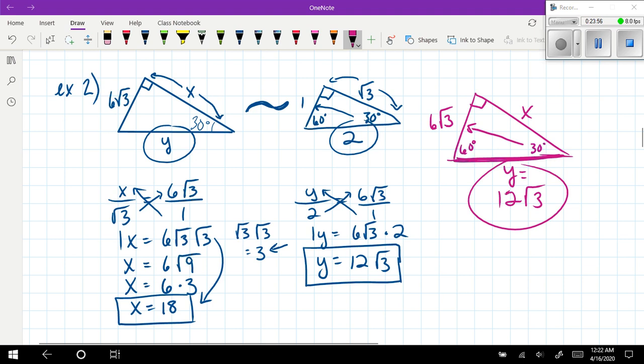And then here I have the 6 root 3 on my short leg. If I take the short leg and I multiply 6 root 3 by root 3, that is going to give me 6 times 3, 18. X is equal to 18. And they sure do match up in both cases. Alrighty? So you can think about it. Let's move on just a little bit, okay?